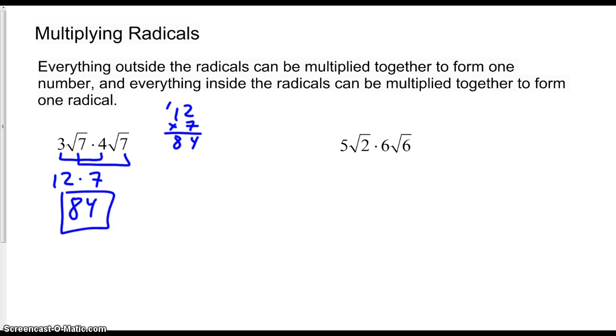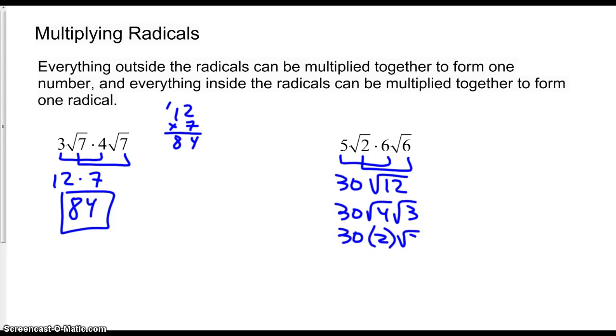That doesn't always happen though. This one over here, we have 5 times 6 is 30. Then we have square root of 2 times square root of 6 is the same as square root of 12. But I might be able to simplify that further. That's the square root of 4 times the square root of 3, which is 30 times 2 times the square root of 3. And then that's 60 times the square root of 3. So 60 times square root of 3 would be the simplest form for that. Okay, so for multiplying radicals, we just multiply everything outside the square root together, multiply everything inside the square root together, and attempt to simplify.